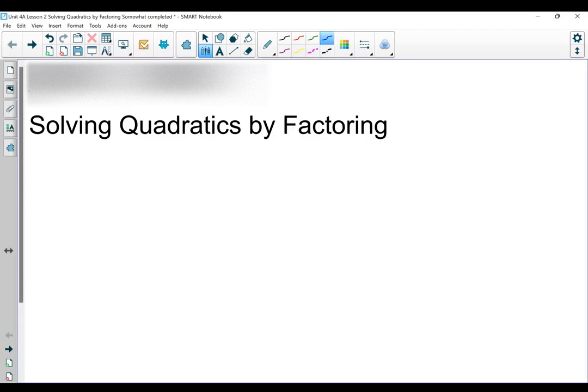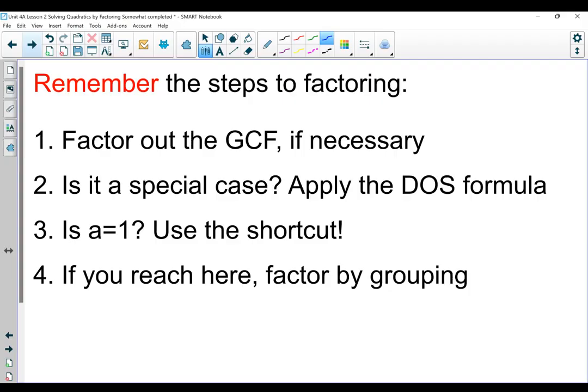Today we're going to learn about solving quadratics by factoring. In order to solve quadratics by factoring, we do need to remember the steps of factoring. The first step when we factor is always to factor out a GCF. After that, you can look into a few different options.